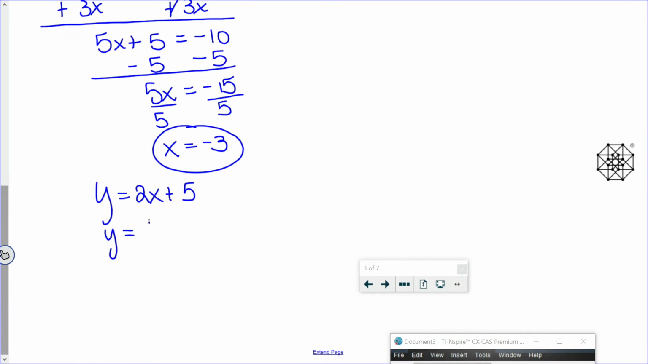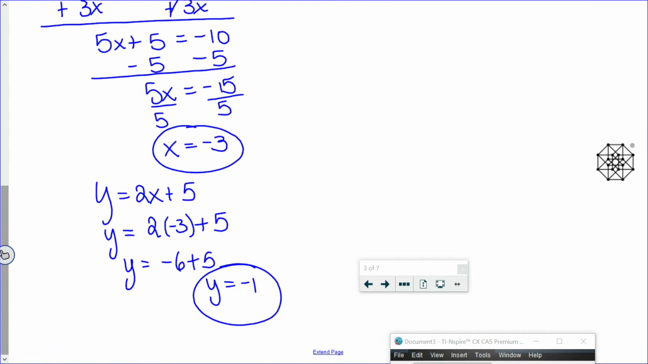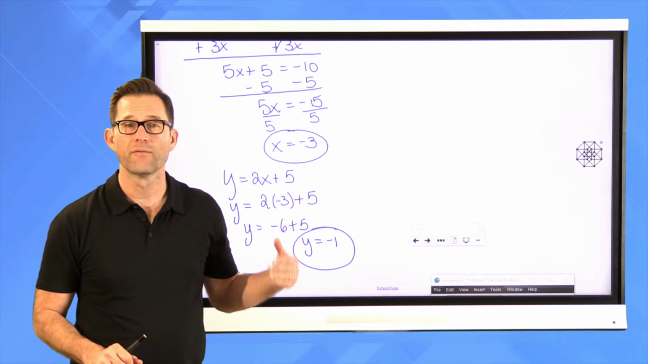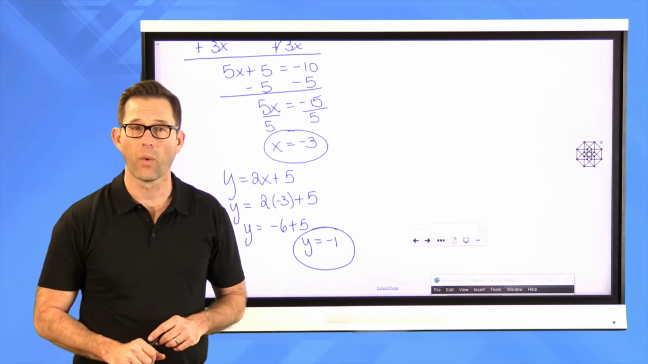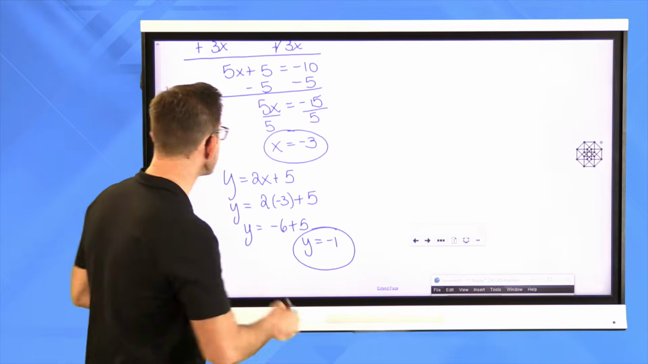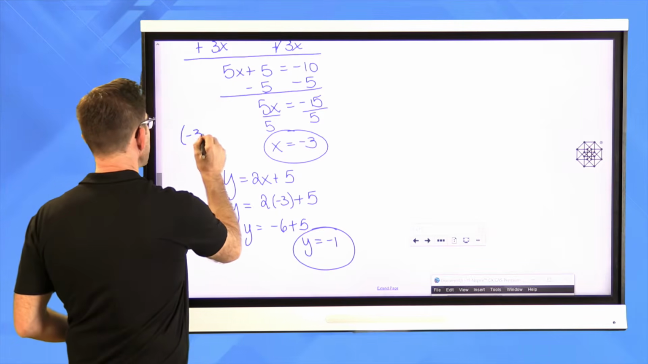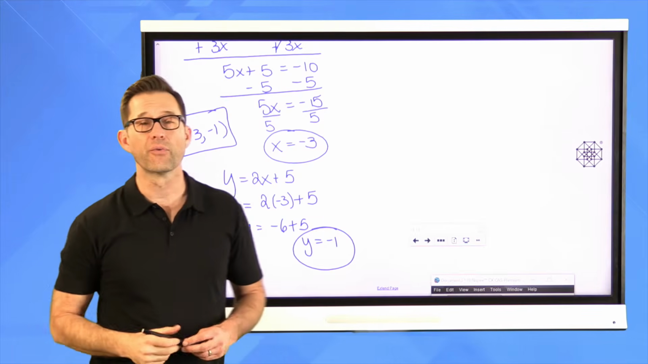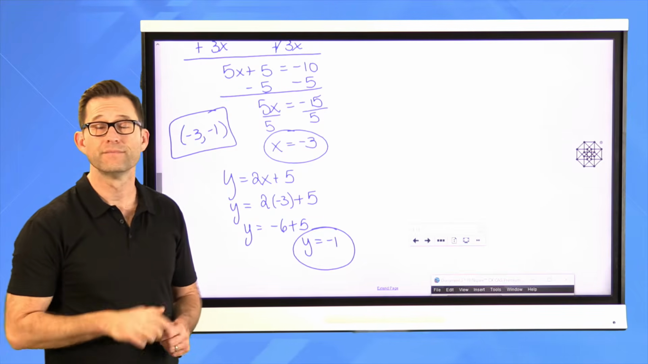So y equals 2 times negative 3 plus 5. That's y equals negative 6 plus 5. And that's y equals negative 1. So the solution to my system is negative 3 for x and negative 1 for y. Or if you want to write it as a coordinate pair, you could say that the solution is the point negative 3 comma negative 1, right?